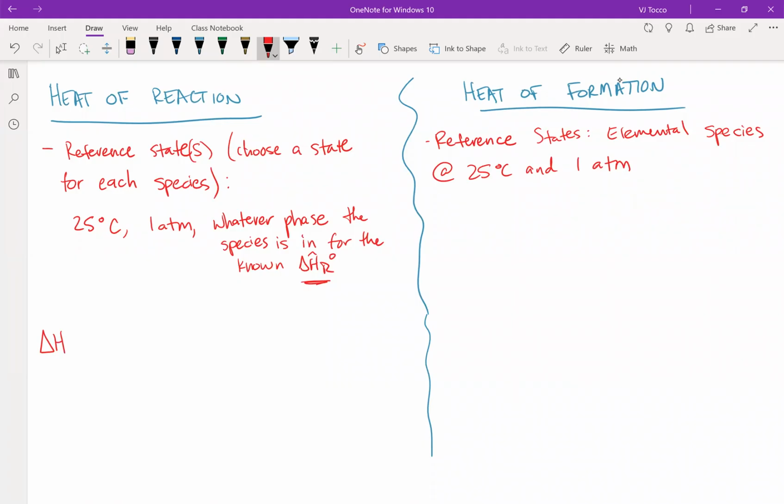So in the heat of reaction method, delta H can be written in the following way. It is going to be the sum of the outlets, so sum of, for the outlets, n dot out times H hat out minus n dot in times H hat in. And then I also have to add the extent of reaction times that standard heat of reaction, which I know.